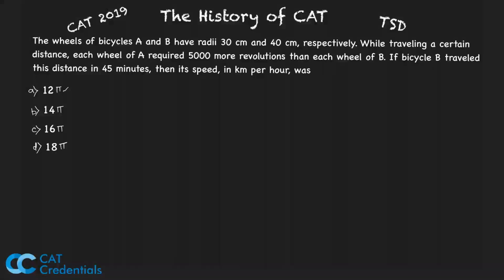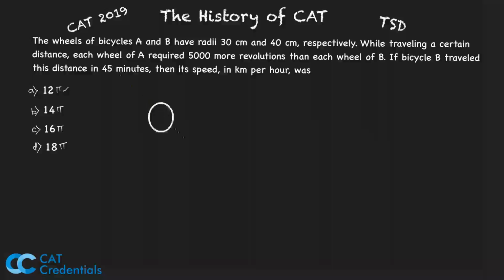So what do you understand from this? While traveling a certain distance, which means if they have to travel some common distance, say 10 meters, 30 meters, but the distance is common to both A as well as B, then A required 5000 more revolutions than each wheel of B. That is the condition being given in this problem. If bicycle B traveled this distance in 45 minutes, then its speed in kilometer per hour was. That is the question being asked.